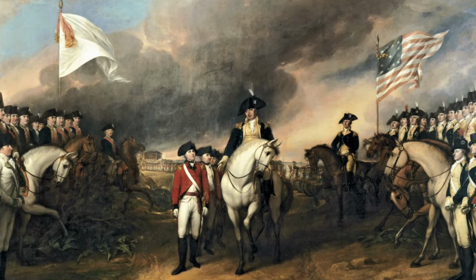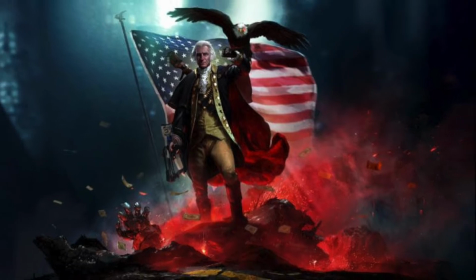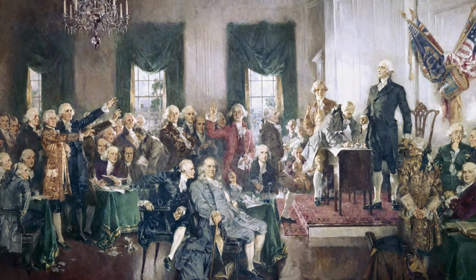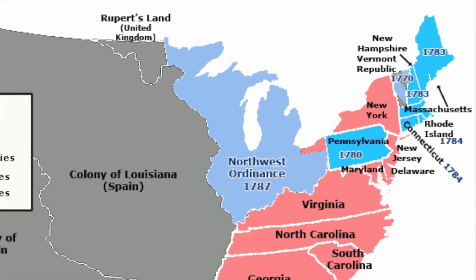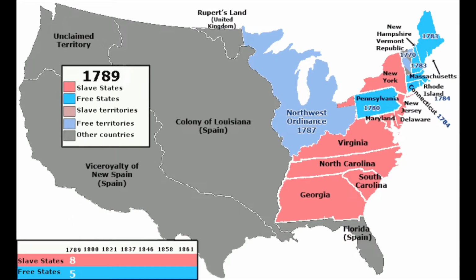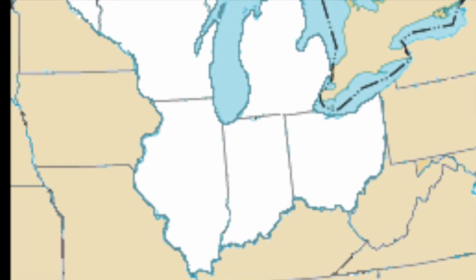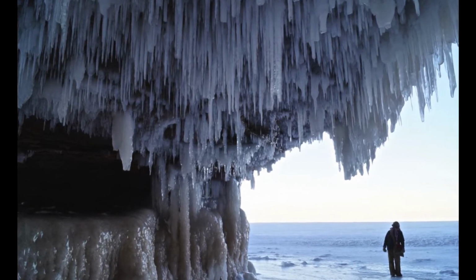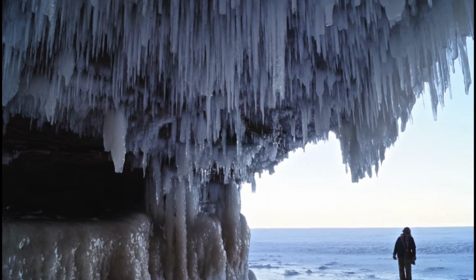So, we win the war, get more land, go America. Now we need to set up a new government. By the time the U.S. Constitution was being debated, 5 northern states had abolished slavery. The Northwest Ordinance went a step further and even banned the spread of slavery into any of the newly added territories north of the Ohio River.